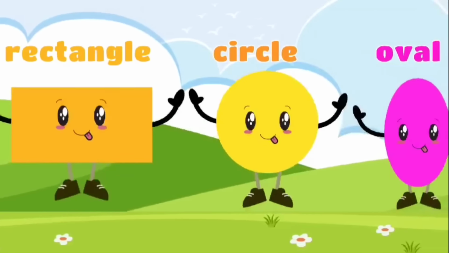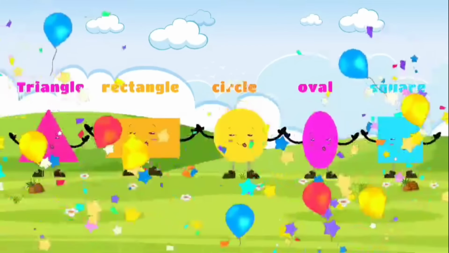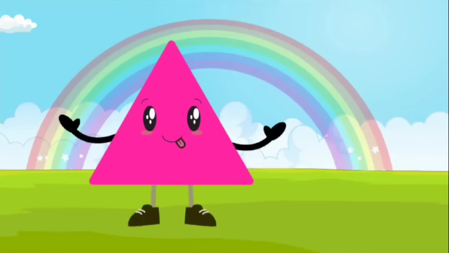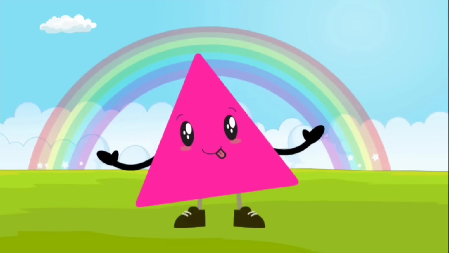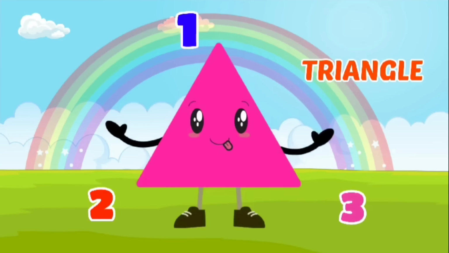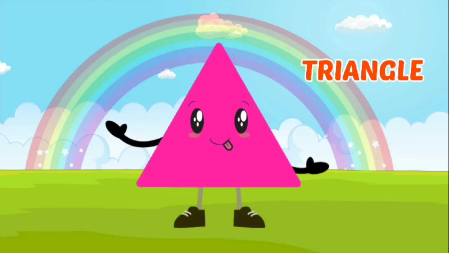Triangle, rectangle, circle, oval, square. I'm a triangle with three sides, three straight sides. I'm a triangle with three sides and a pointy head.